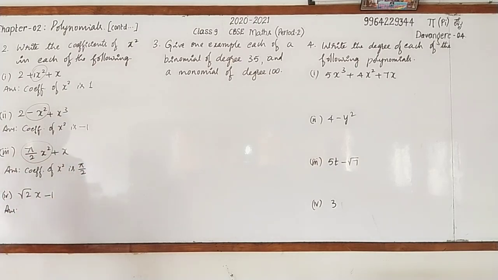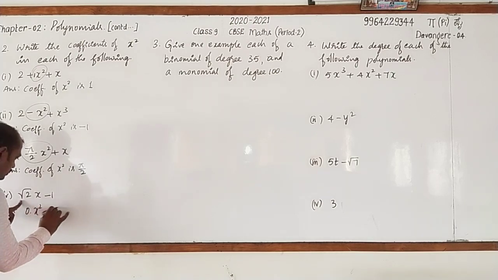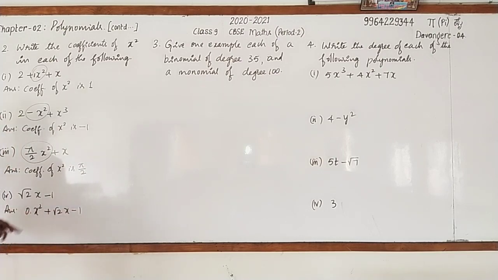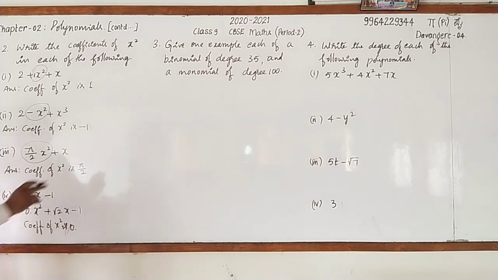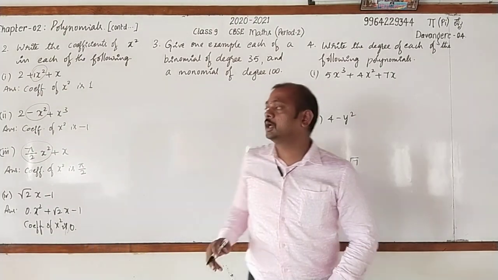Next, another one. Observe, here there is no x square term. Then what do you write? You can rewrite this as, the x square term is not there. It means 0 into x square. What is 0 into anything? 0. 0 into x square plus root 2x minus 1. Now, identify what is the coefficient of x square. Here it is 0. Got it?